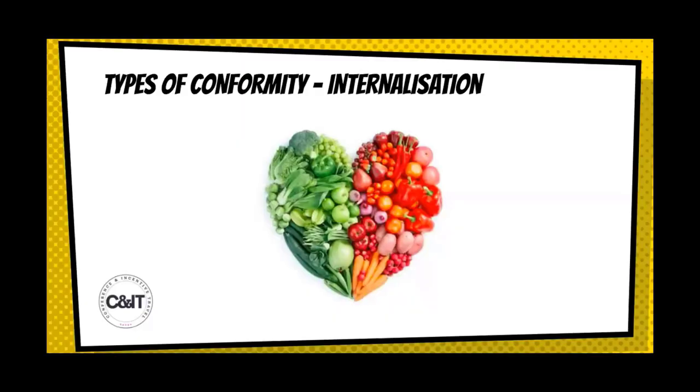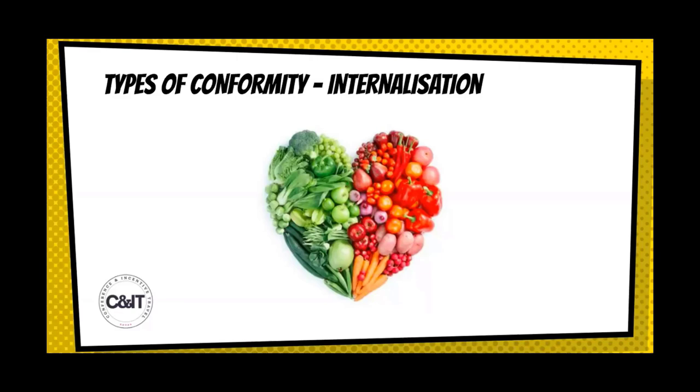So the final type of conformity is internalization. The reason I have a vegetable love heart here is because this is where someone's not only adopting conformity externally, but is also accepting it internally. A perfect example might be three students living in a house. One of them is vegetarian, so the others decide to become vegetarian.